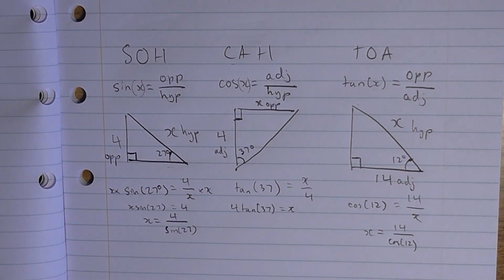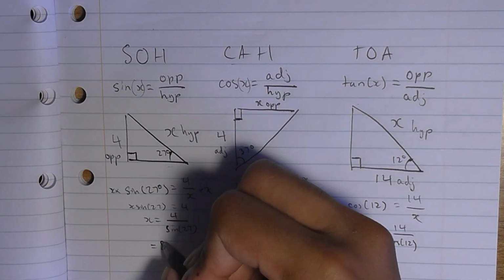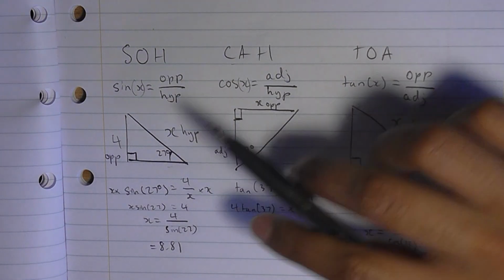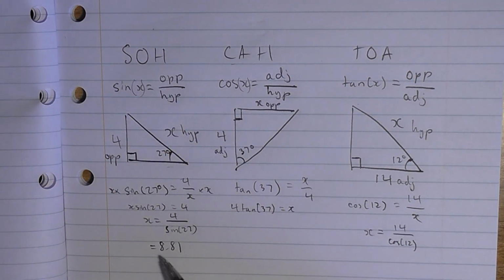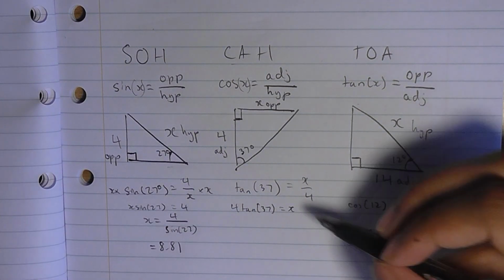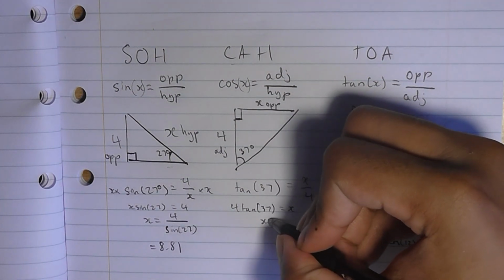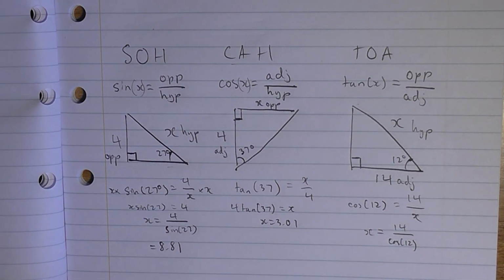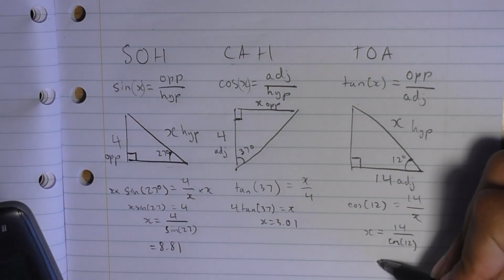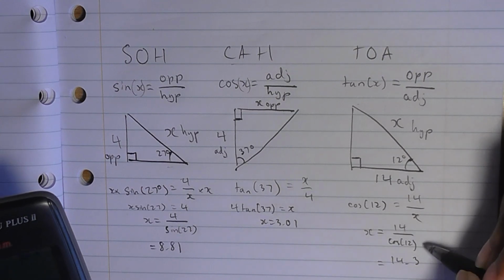Now I'm going to evaluate all of these three answers. The first one is 4 over sine 27, which is 8.81. That makes sense because it's probably longer than both of these two. It's 8.81, which is longer than the opposite. 4 times tan 37 is 3.01. And the last one, the hypotenuse is equal to 14 over cos 12, which is equal to 14.31.